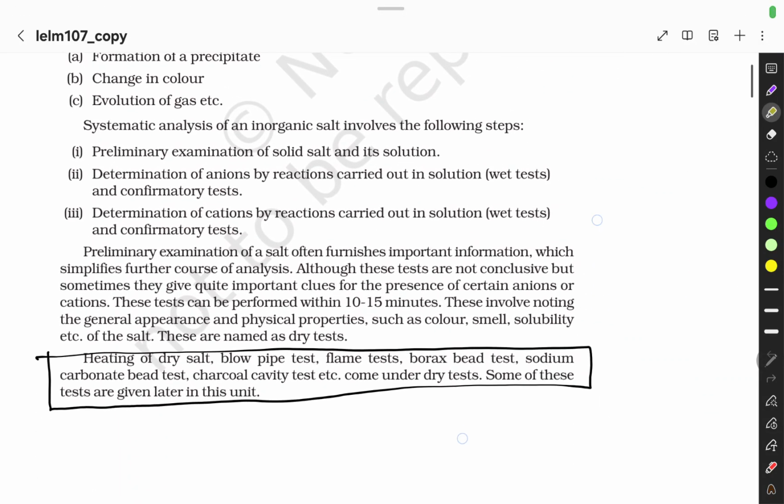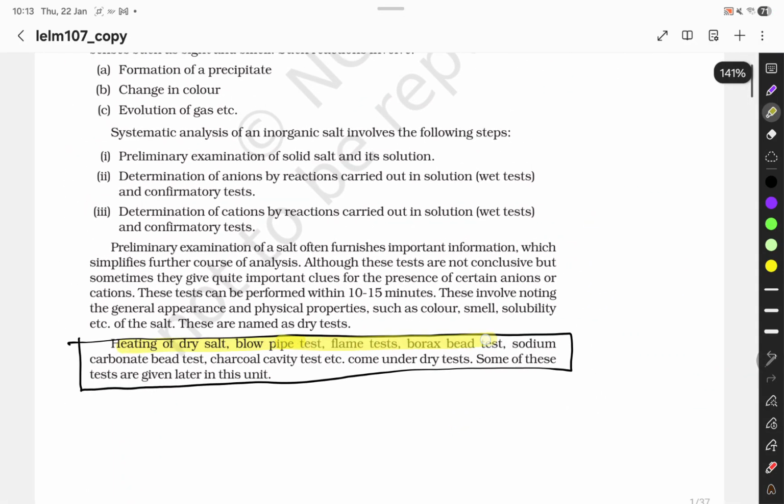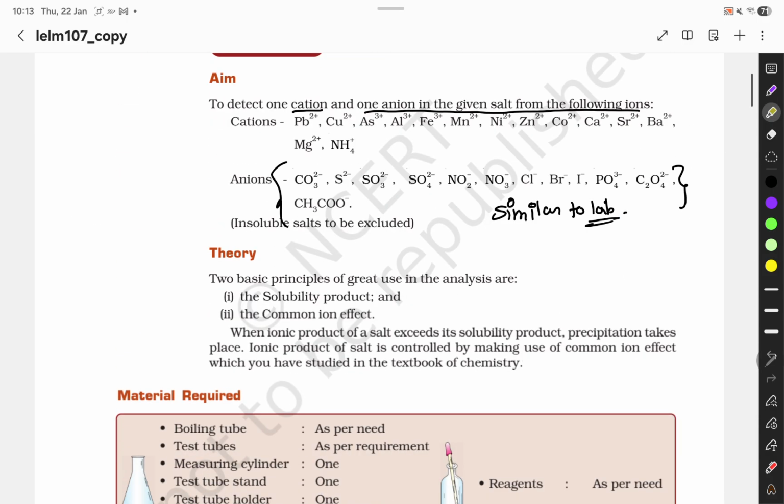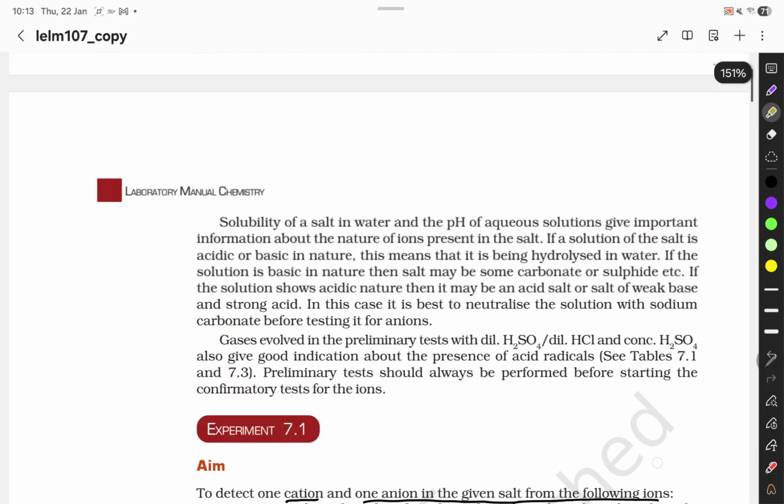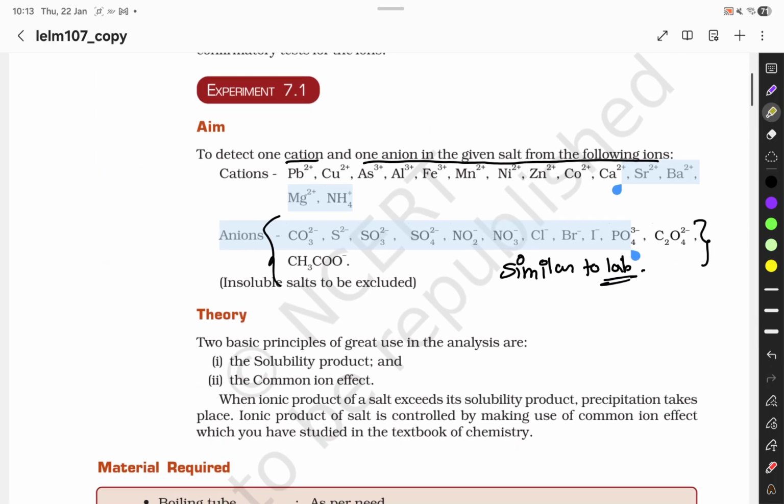Salt analysis, NCERT. We'll be discussing all of these tests. So first is the detection of cation and anion.